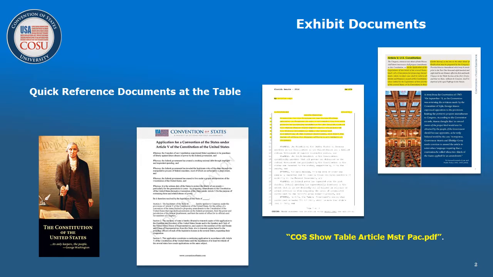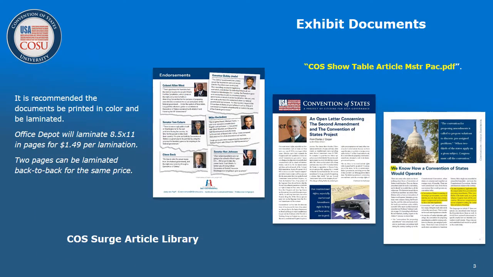These documents are in the COS Show Table Article Master Pack. It's a PDF pack ready to print. The other documents at the table are the endorsement brochure that shows those who are endorsing it. Then there's the open letter concerning the Second Amendment, an excellent document to have at the table, particularly for a gun show. And then the third one is how we know a convention of states would operate.